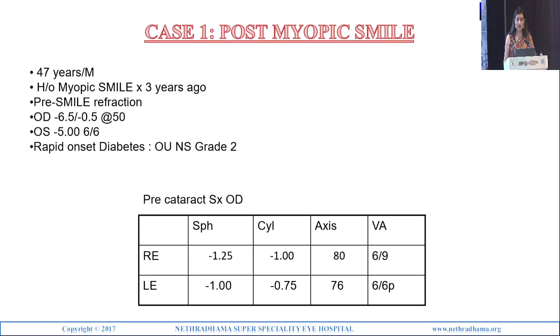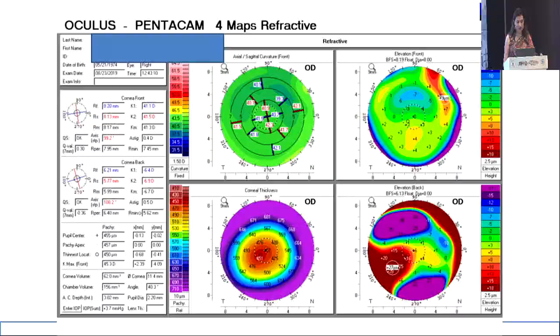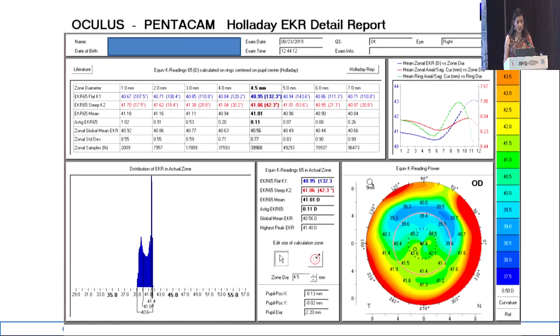This is a post-myopic SMILE patient who had come to Netradhama 4 or 5 years ago, and basically the patient's refraction was -6.5 and -5 in the right and the left eye respectively. He presented with a grade 2 cataract. This is the topography of the right eye, and you can see there is still some amount of flattening, and it is well centered. And if you look at the EKR map, you see it is not very regular. It's not a single peak. What you want to see here is a single peak that signifies a uniform distribution of keratometry.